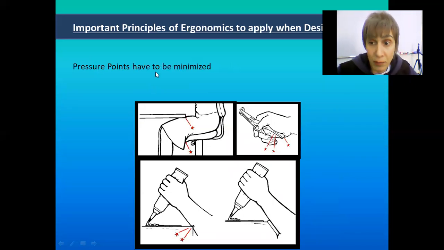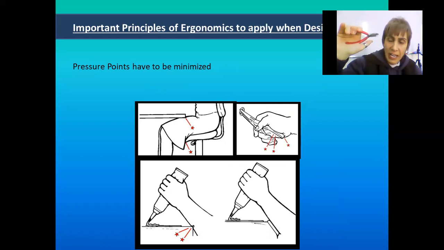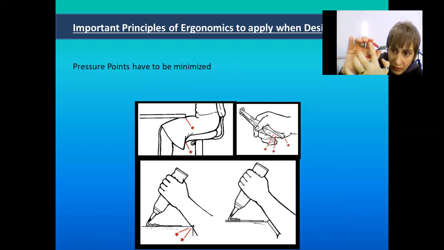Another important principle is that pressure points also have to be minimized. So if you have to use, for example, certain tools, and you're holding this tool with your hand, like this, for example. It's actually the same as in the photo. So I'm holding it, okay? Look at my hand. And now when I'm pressing, where are the pressure points? In this region and in this region.